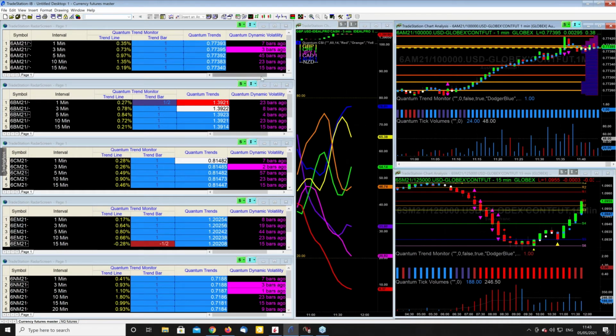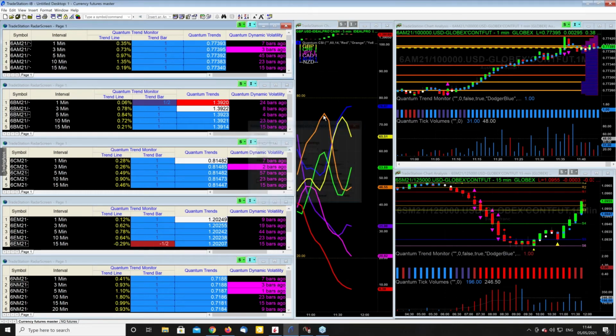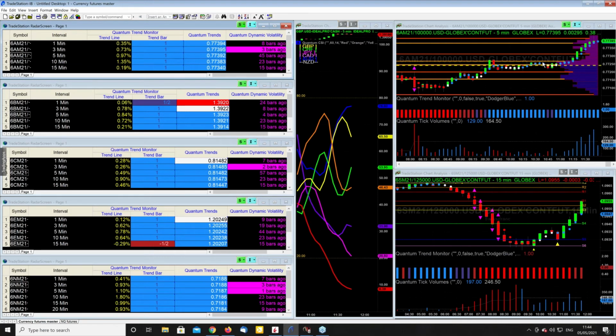And in addition to that, obviously you've got this very quick way of moving around the charts. This is all symbol linked and interval linked. So if I click on that one, sorry, there we go. That's already on the 1 minute anyway, but if I click on the 5 minute, there we go. Up comes the 5 minute.